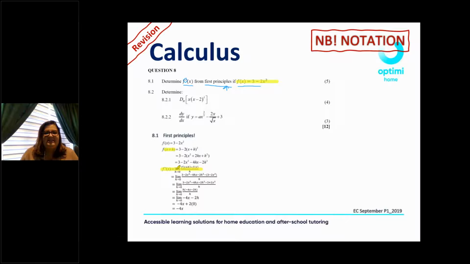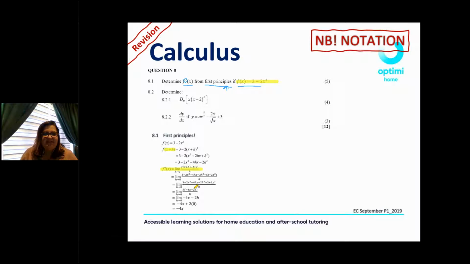So the formula says, and this is where your notation is important. When you're substituting and simplifying, this limit where h approaches zero always stays like this. The moment you substitute a zero for your h, that will fall away. But I'm going to show you that now again. Okay, so the formula says f(x + h) minus f(x), divided by h. So f(x + h) is this equation over here, which I've substituted in there, minus f(x), which is this formula over here.